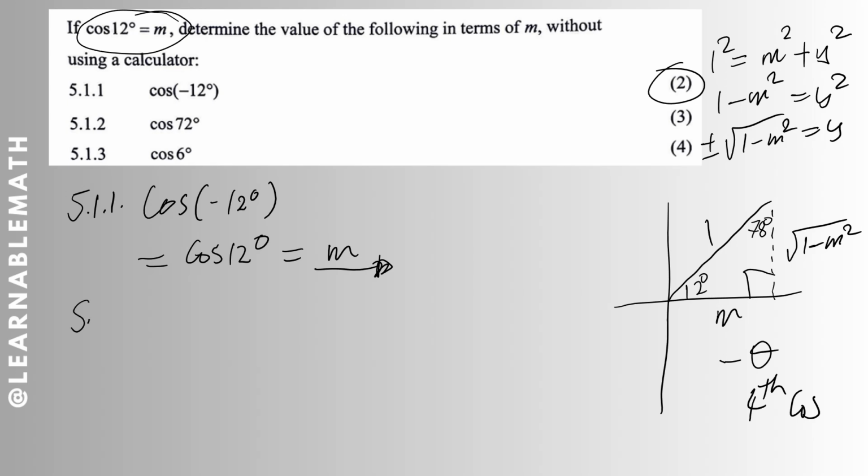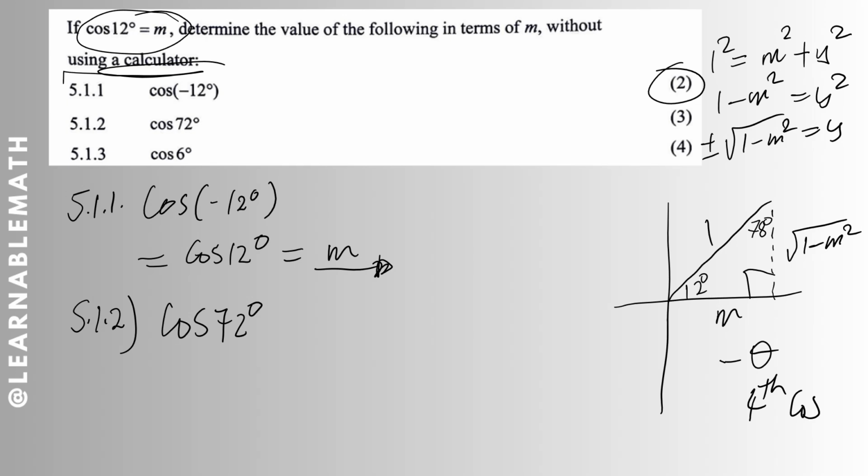Okay, let's go to 5.1.2. It says determine cos 72 degrees. Okay, so if you check inside this triangle, we don't have 72 degrees, right? Every time you have an angle that is not inside the triangle, and the question says without the use of a calculator, they want you to think of the idea of using special angles, and of how you can combine special angles with an angle inside the triangle, so that you are able to express that trig ratio in terms of m, right?